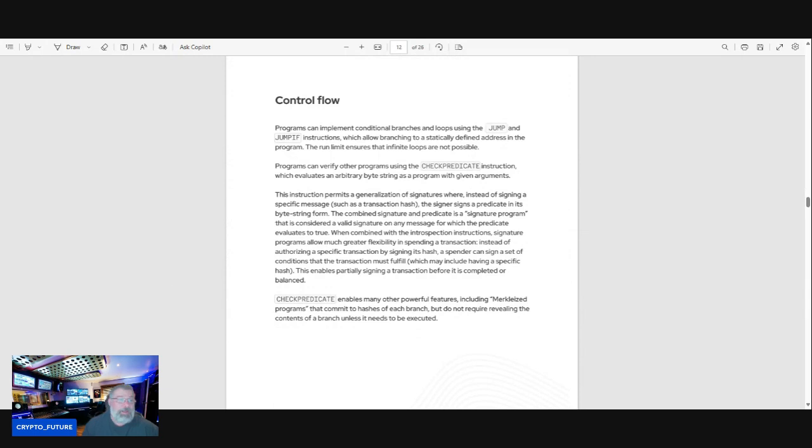Control flow programs can implement conditional branches and loops using the jump and jump if instructions, which allow branching to a statically defined address in the program. The run limit ensures that infinite loops are not possible.